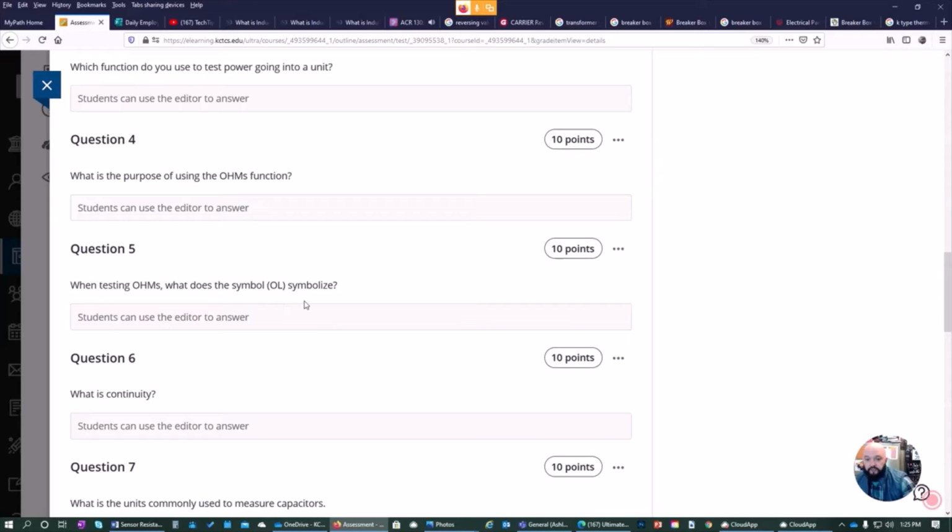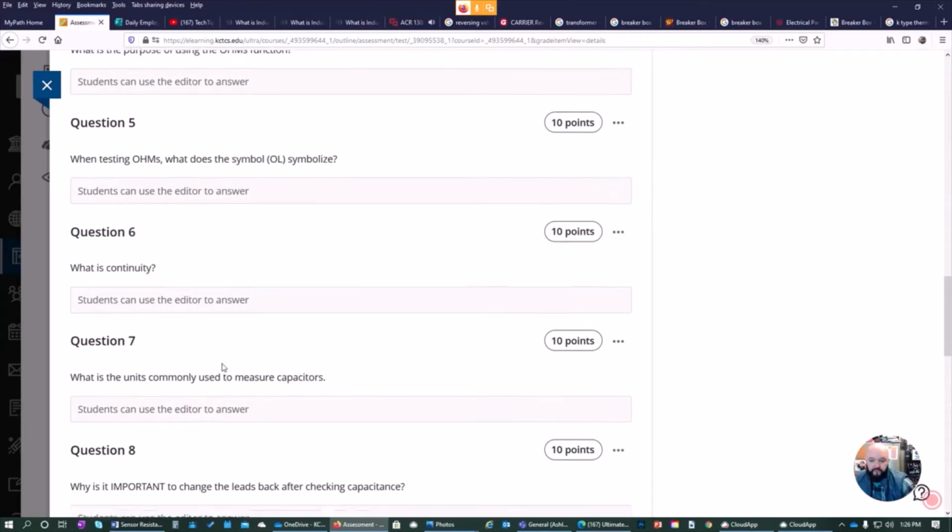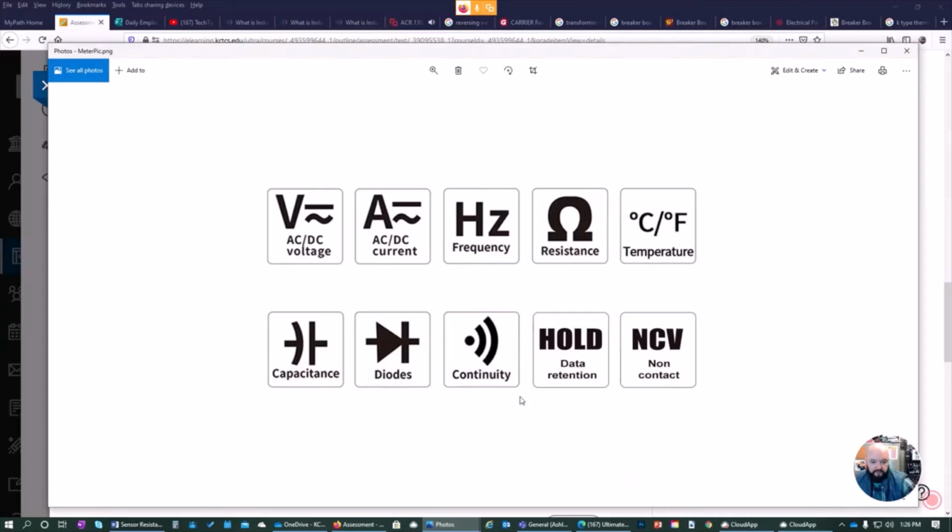When testing ohms, what does the symbol OL symbolize? Open line. That's like the coil that's wrapped around here. Somewhere in that line is broken. So L1 and L2 can't go through your load, or your power in, your power back can't go through because the line is broken. What is continuity? To test just an audible. It's still testing ohms, still testing resistance, but the same as OL. If it's unbroken, it'll give you an audible beep. Not just a reading on your gauge, but an audible beep. That is usually symbolized by the speaker symbol on a meter. Not always, but usually.